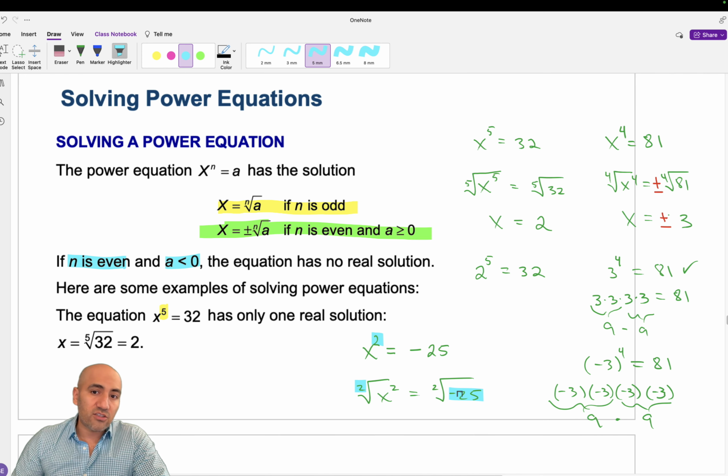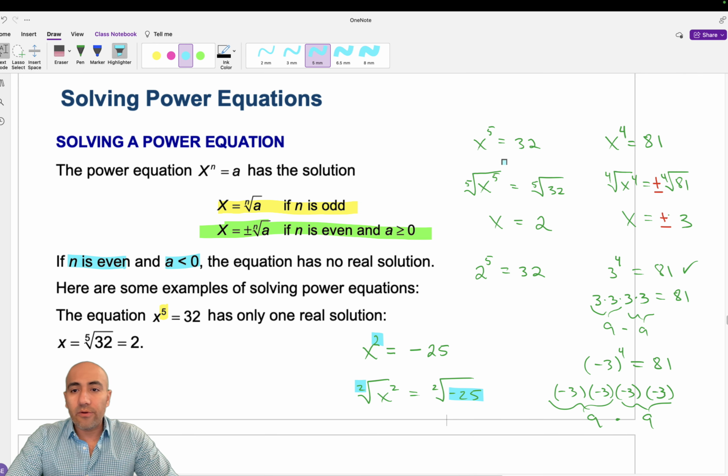This leads into imaginary numbers, and for now, we are not dealing with imaginary numbers. We're sticking to real number solutions. So that's what this is saying, that there is no real number solution, only an imaginary solution, when we have an even index of our root and the argument inside the radical, the a in this case, is negative.